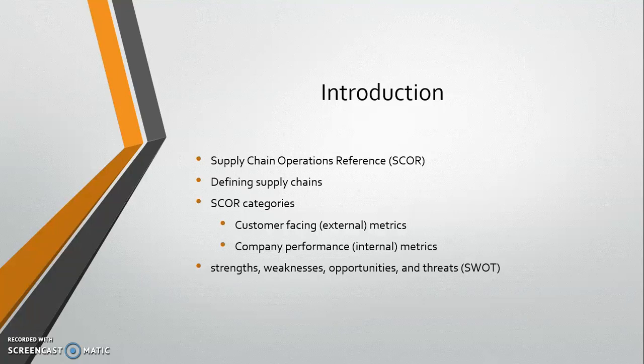SCOR is an abbreviation for Supply Chain Operations Reference. It allows companies to define and measure their supply chains, determine where weak links exist in their processes, and identify how to make improvements. Supply chain definitions start with customer requirements, products, or geography. This allows a business to segment by customers and determine how to penetrate and gain market share. SCOR has two major categories: customer-facing or external metrics, and company performance or internal metrics.